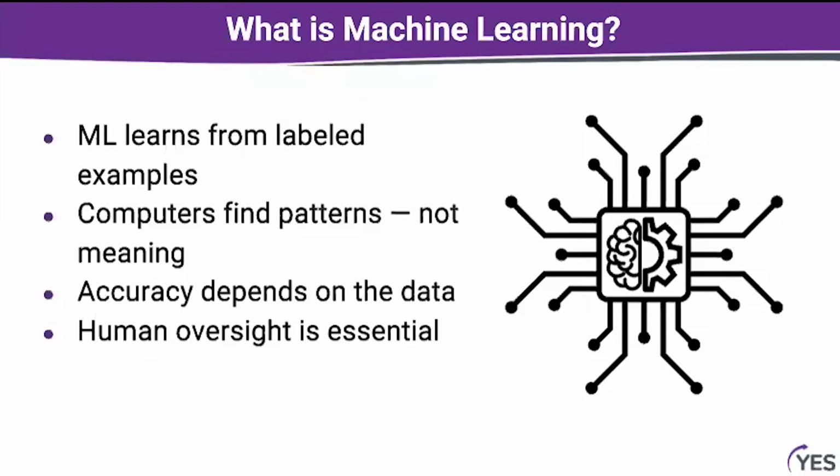So by engaging in machine learning, students will learn that machine learning requires a set of training data. The computer is looking for patterns, not meaning or context. The quality and variety of training data matter a lot, and human oversight is always, always important, and computers shouldn't make decisions alone. So this understanding really sets students up for the modules I'm about to talk to you about.